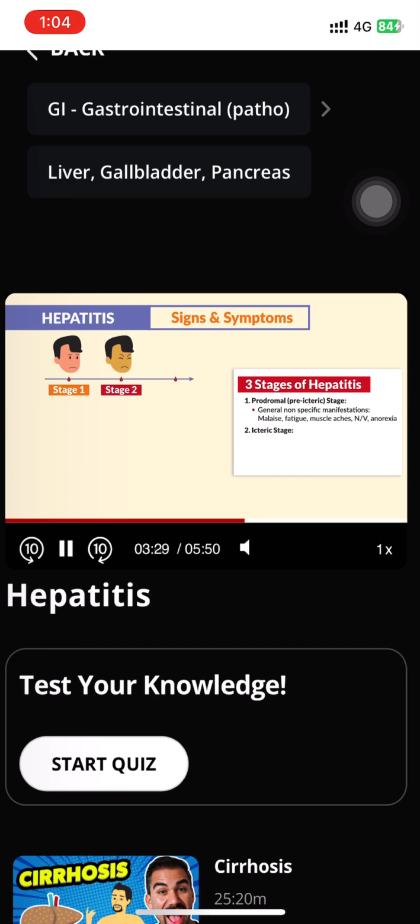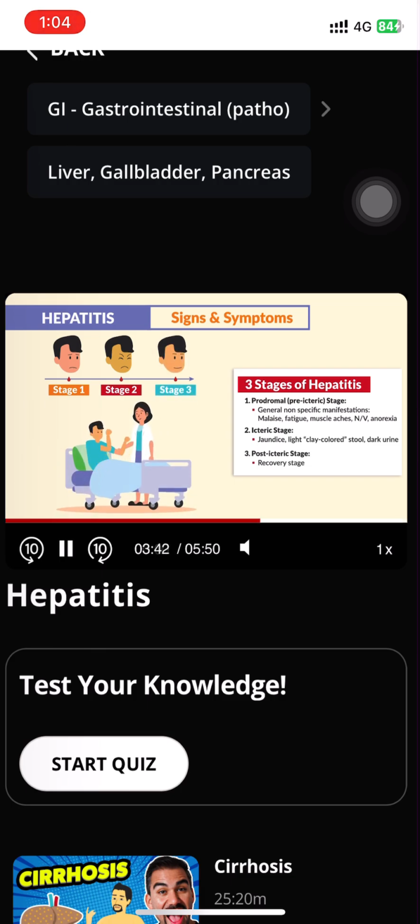Moving on to the second, icteric stage. These manifestations are a little bit more serious. So we see jaundice, light clay-colored stools, and even darker urine. And lastly, number 3 is the post-icteric stage. This is known as the recovery stage.